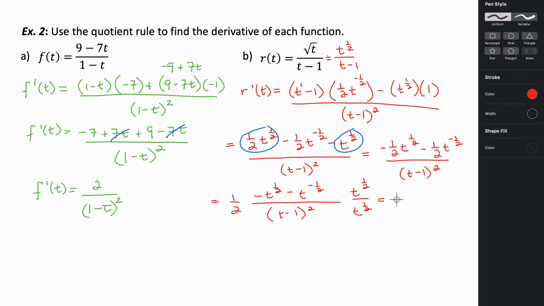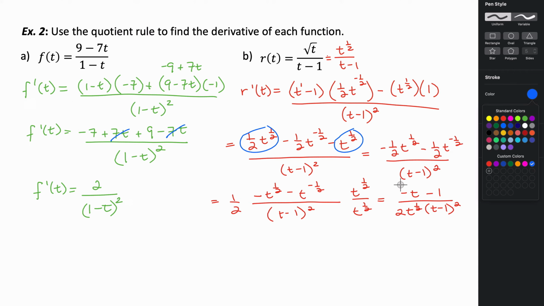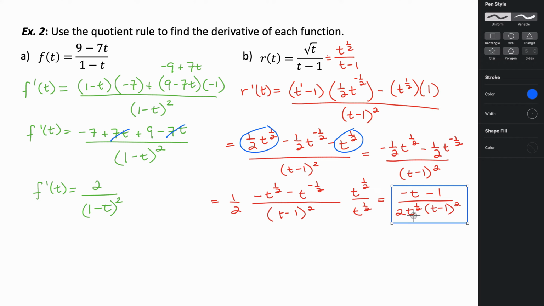So I end up with negative t minus 1. This 2 can be put in the denominator. So 2 times t to the 1/2, all times (t minus 1) quantity squared. So this right here would be our derivative of what we started with. So that's the derivative of r.